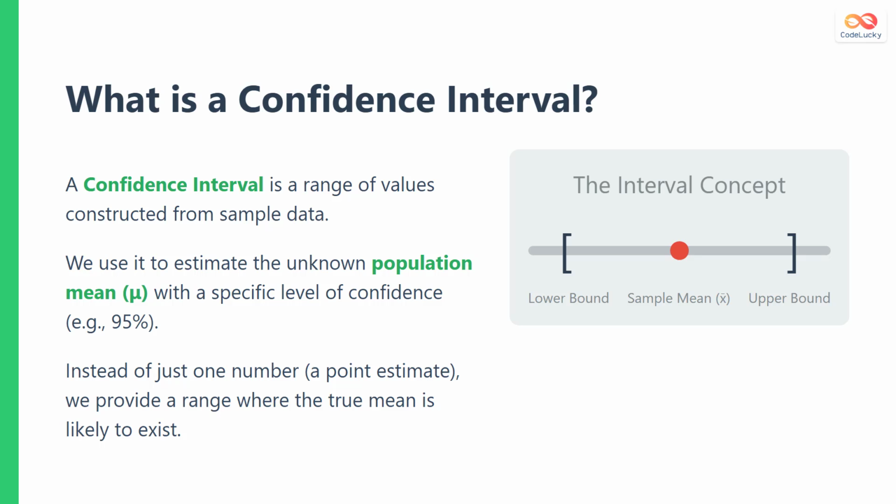First, let's understand the goal. A confidence interval is a range of values that we calculate from sample data. We use this range to estimate the true population mean, which is usually unknown. Instead of just guessing a single number, we provide a range, like a lower and upper bound, where we are confident the true answer lies.